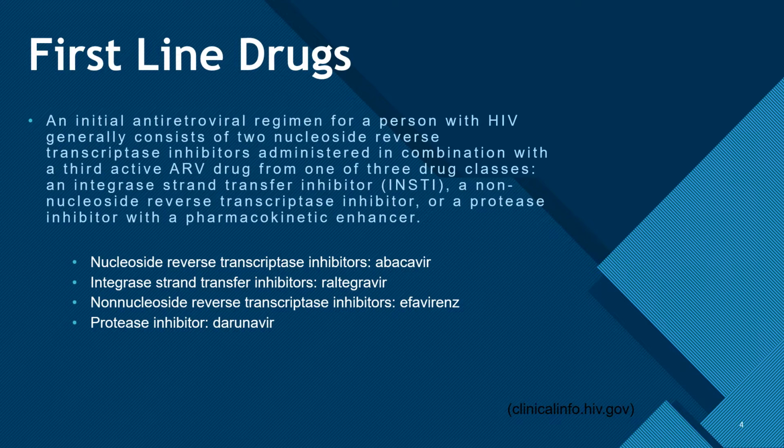Your first-line drugs. An initial antiretroviral regimen for a person with HIV generally consists of 2 nucleoside reverse transcriptase inhibitors in combination with a third antiretroviral drug from one of the 3 drug classes: an integrase strand transfer inhibitor, a non-nucleoside reverse transcriptase inhibitor, or a protease inhibitor with a pharmacokinetic enhancer. And you can see some of the examples that are listed there.